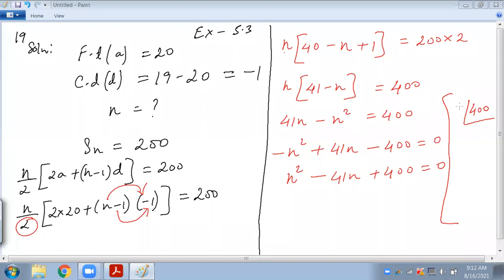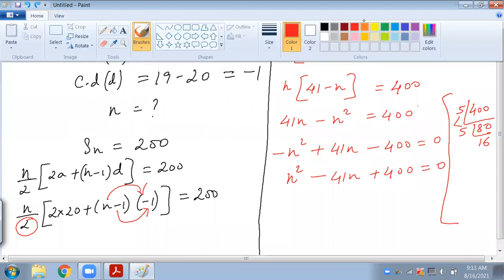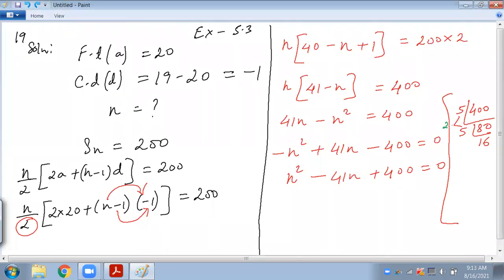okay, let's find the factors. Since there are many zeros, let's start by 5. 5 is a 40. Again, we can do it by 5. 5 is a 30. 5 into 5 is how much? It is 25. 5 into 5 is 25.